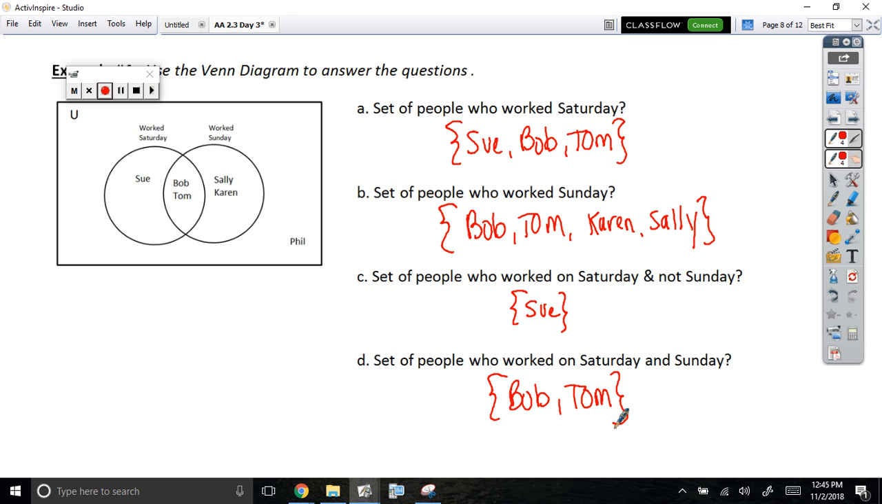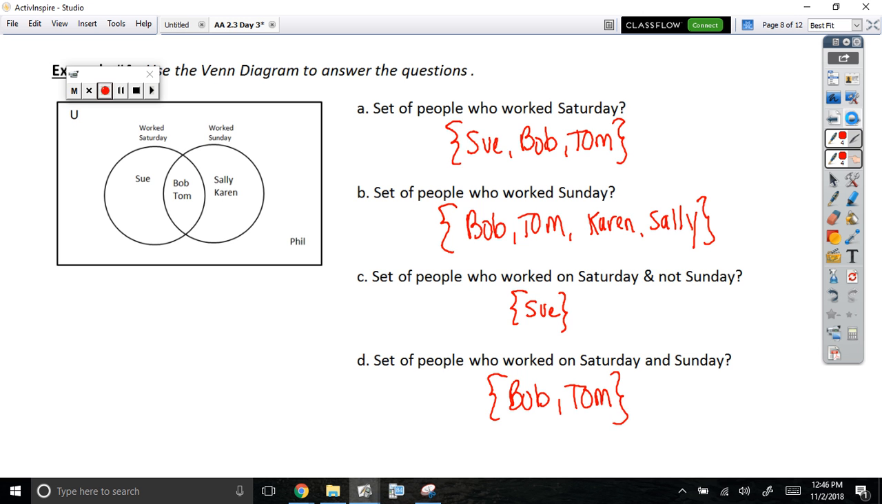Now, what if I said set of people who didn't work on Saturday? Who did not work on Saturday? Sally, Karen, and Phil. Don't forget about Phil. Don't leave him off.